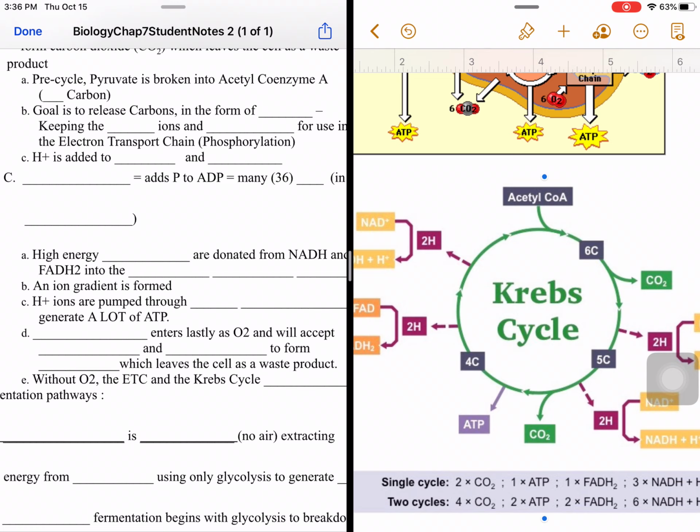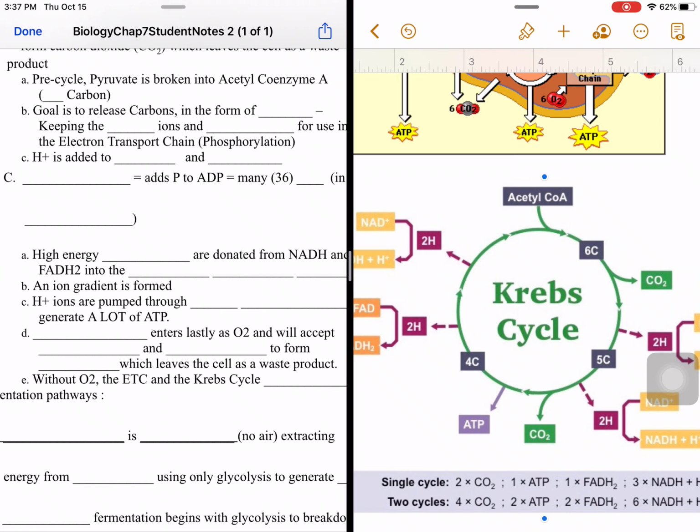So the goal is to release carbons in the form of carbon dioxide, CO2, and from the glucose, we want to keep the H+ ions and the electrons. Remember, a hydrogen is just a proton, which is represented by H+, and an electron. So we want to keep those while we get rid of the carbons, because we no longer need them. And we want to use those in the electron transport chain, and we're going to do phosphorylation in that step.